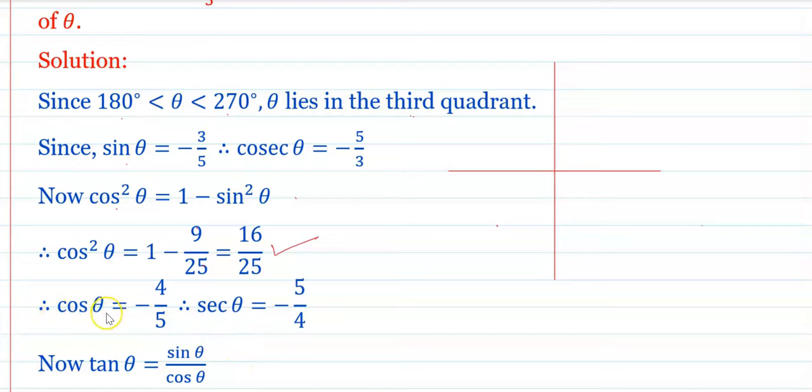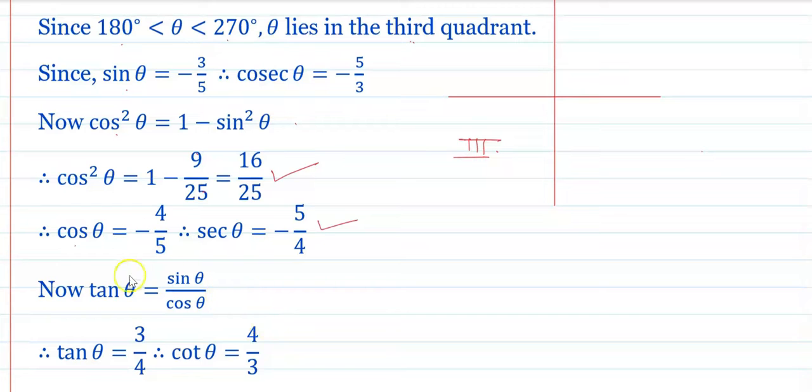त्याचा पुन्हा square root घेतला. You will get cos of theta is equal to minus 4 by 5. आपण direct minus घेतले, because cos is negative in the third quadrant. Sin and cos are negative, only tan is positive. That's a reciprocal. Sec theta is minus 4 by 5. That's also negative. What about the tan theta?